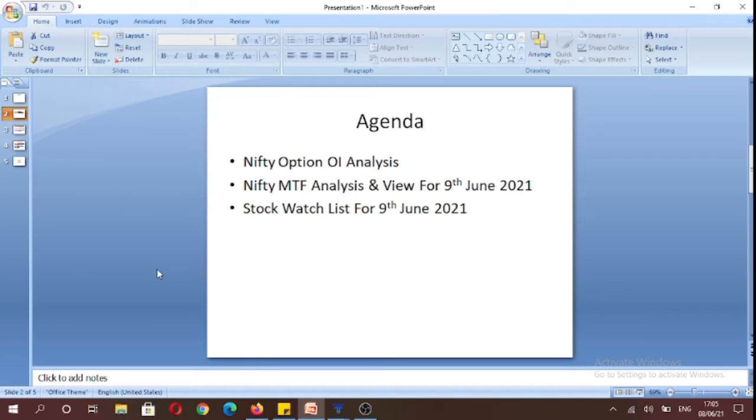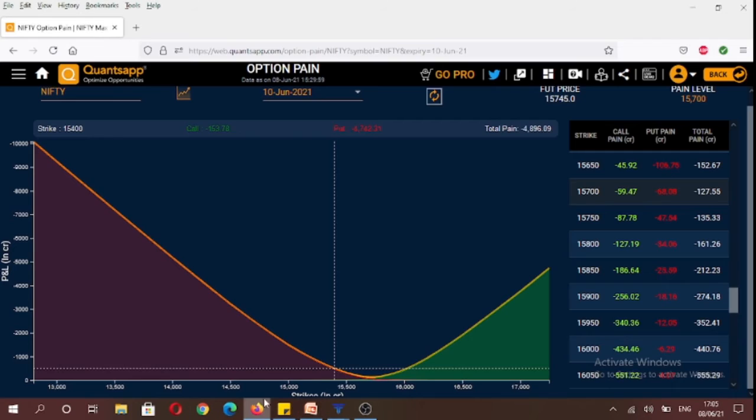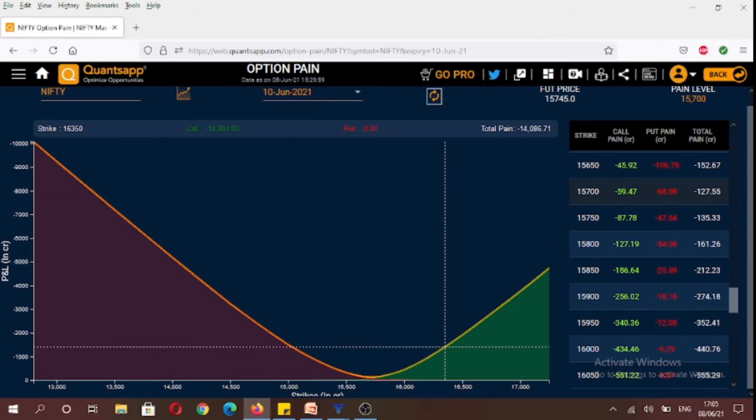The purpose for making this video is to analyze Nifty options open interest data. We would be analyzing Nifty index spot on multiple time frames, and we would be framing a view for tomorrow, 9th June. Apart from the index, we would be discussing our stock watch list as well. So let's start by analyzing Nifty options open interest data.